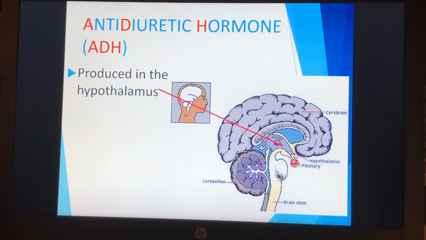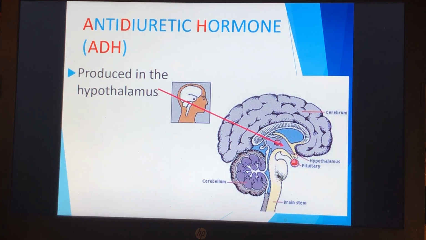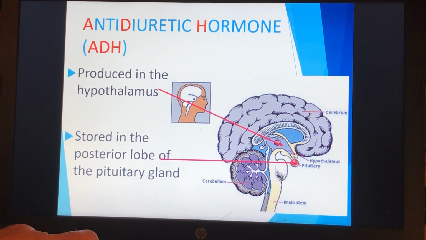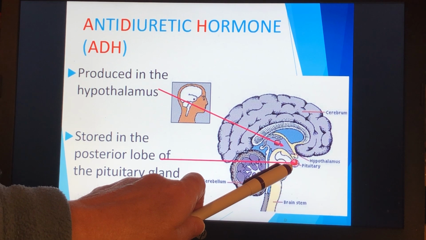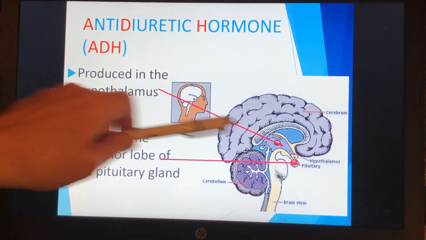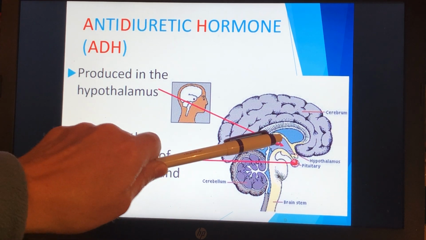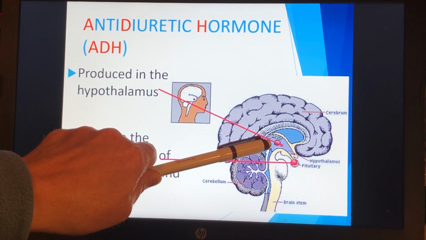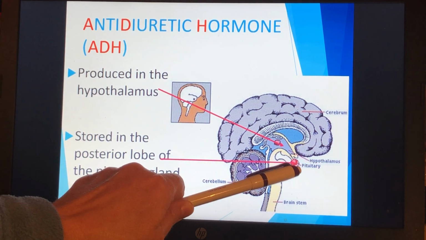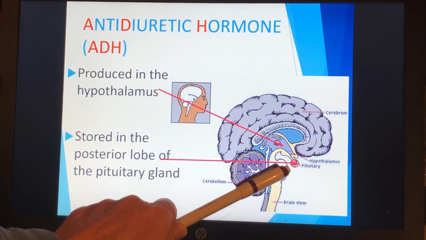It's produced in the hypothalamus, which is this region of your brain, but it's then sent to be stored in the posterior lobe of the pituitary gland. Now, don't worry, you don't need to learn this diagram. I'm just giving you an idea of where these glands are. So that's where it's produced, and you need to learn that it's made in the hypothalamus and that it's stored and later released from the posterior lobe of the pituitary gland.